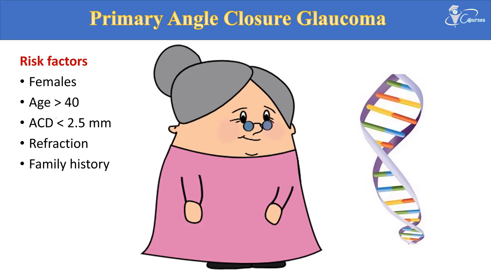So it is expected that it will be more common in females. They have smaller eyes than males, and it is more common in the older age group, the same as in primary open angle glaucoma. So it is more common above 40. It is more liable to happen when the anterior chamber depth is less than 2.5 millimeters, in those who have hypermetropia, and also those who have genetic predisposition. So remember this old lady who has small eyes, she is hypermetropic, she wears glasses, and genetics. This will remind you of the risk factors for primary angle closure glaucoma.